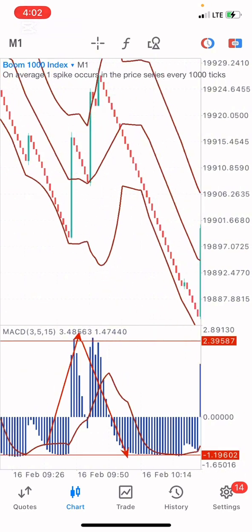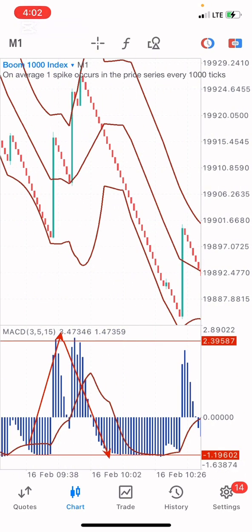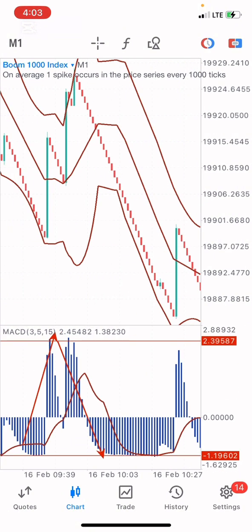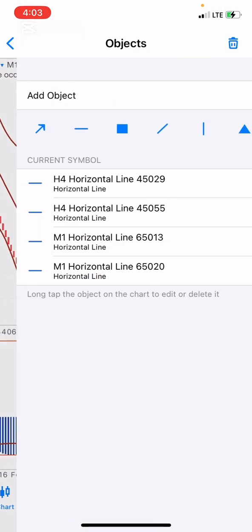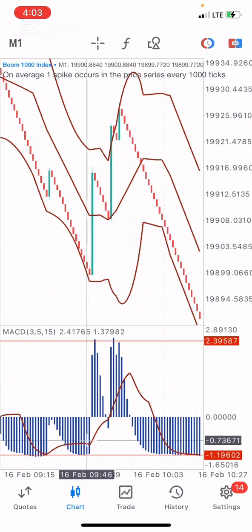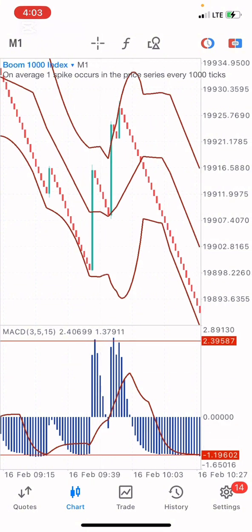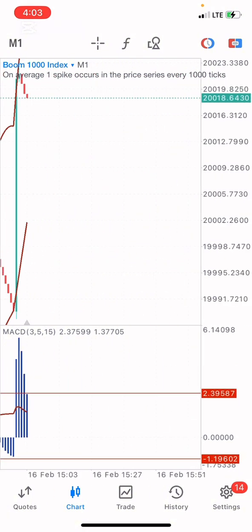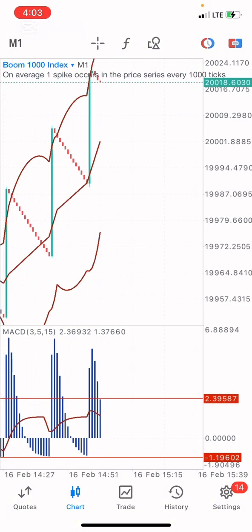The blue is the main, and the red is the signal, right? So you have that on your charts. You can see the blue one here and the red one here is what I'm talking about. So you have this on your charts, and you also have your Bollinger Band on your main chart. So how do we make money off this strategy? How do we capitalize on this strategy to make money?